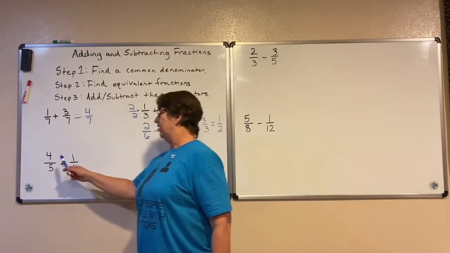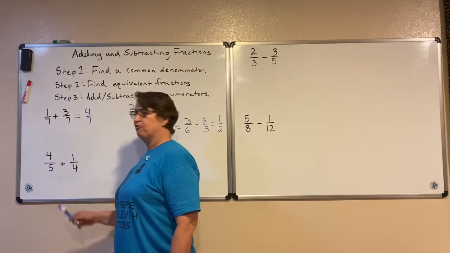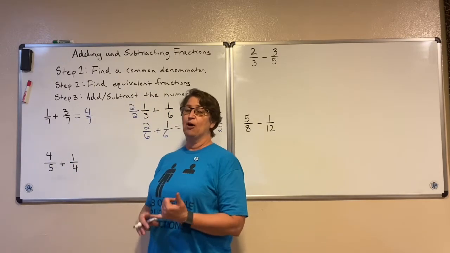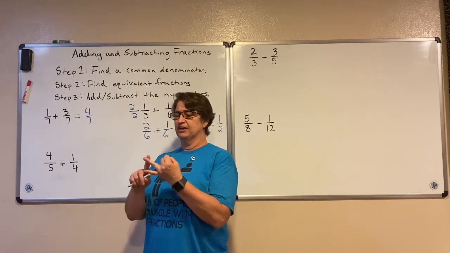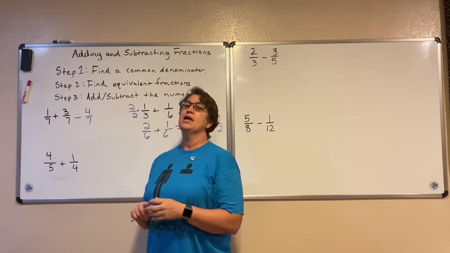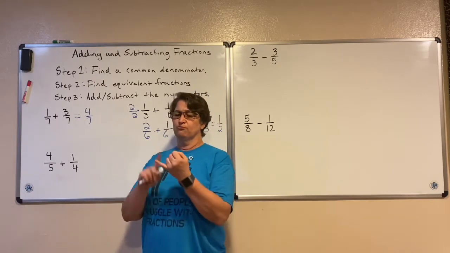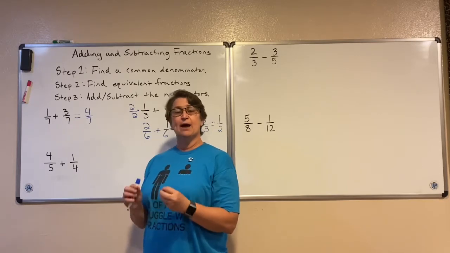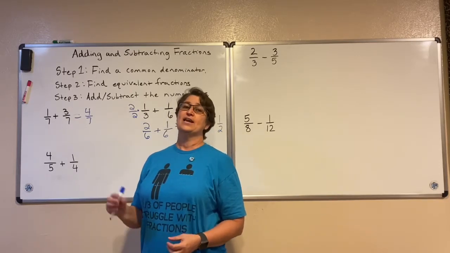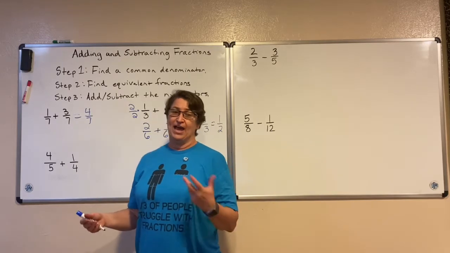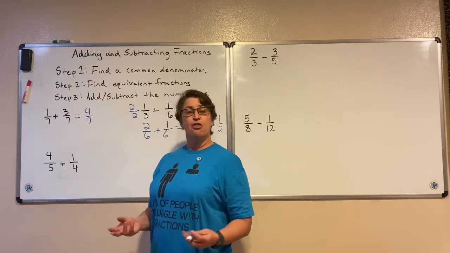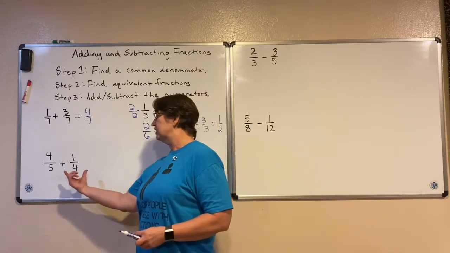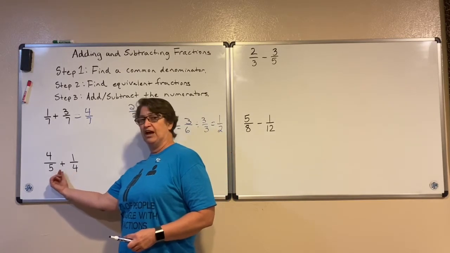Here, let's add 4/5 plus 1/4. Again, I'm going to count by 5s: 5, 10, 15, 20, and I'm going to count by 4s: 4, 8, 12, 16, 20, and I'm going to look for a multiple that is a multiple of 5 and a multiple of 4. Another way to find a common denominator is just to multiply these two together.